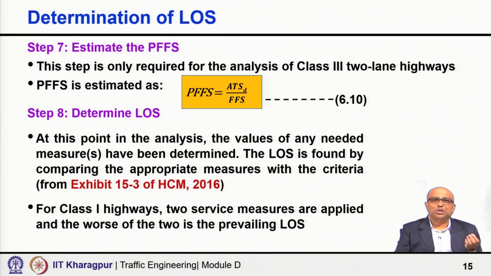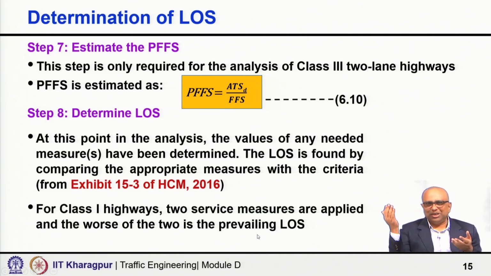One small confusion could be there: for class 1 highways there are 2 service measures. One service measure may indicate one LOS, and another service measure may indicate another LOS. So, what value will we take? There we are saying the worst of the 2 is the prevailing LOS.